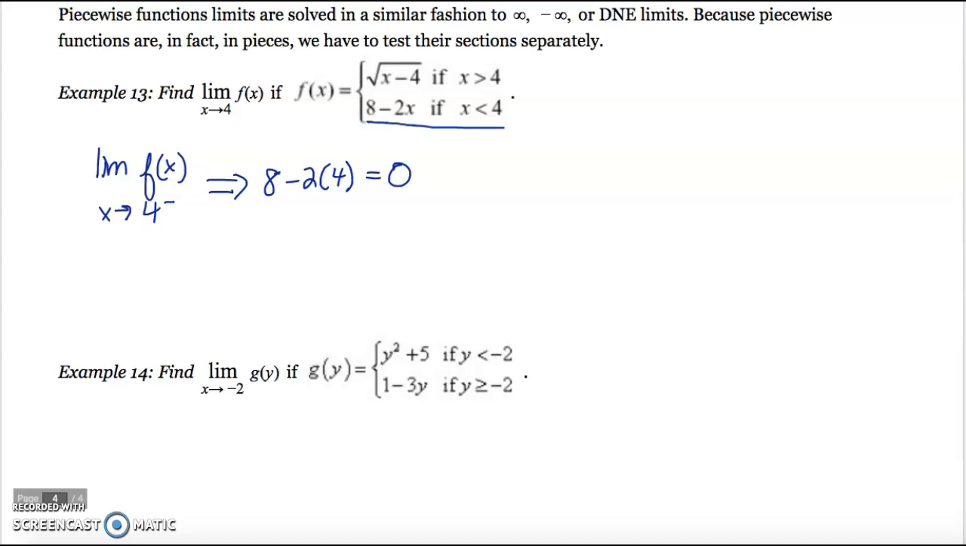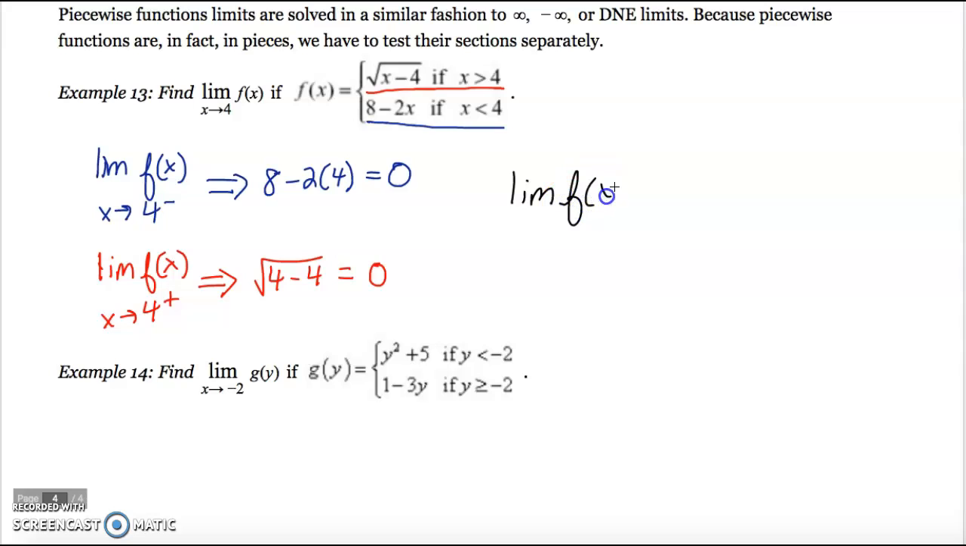For our right-hand limit, I'm going to use the other part of my piecewise function. This equation is for x values greater than 4, and that's what the right-hand limit applies to. Again, I'm going to plug in first and see if that works. Well, 4 minus 4 is 0. The square root of 0 is in fact 0, a perfectly good number. Now, because I did my left-hand limit and my right-hand limit, I can find my general limit, the limit of f of x as x approaches 4. Because these match and are both defined, our general limit is also 0.